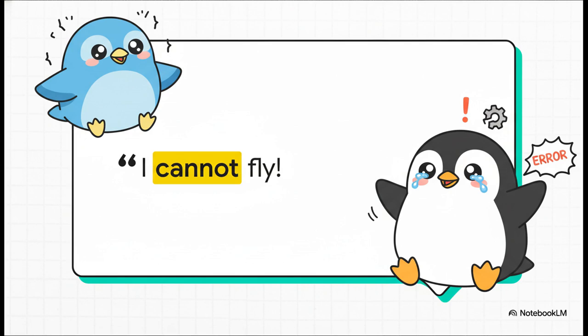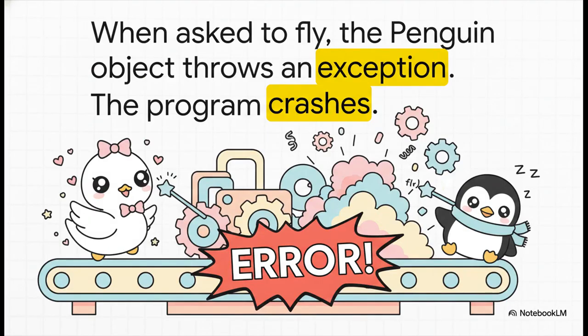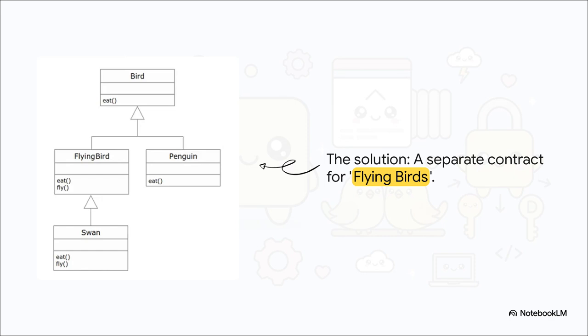We can't actually make it fly. The only real option is to make it throw an error, which is basically our little penguin object shouting, "Stop! I can't do the thing you're asking me to do!" And here's where it all falls apart. Imagine you have a function that takes a list of bird objects and tells every single one of them to fly. It works great for the swan, but the moment it gets to the penguin, our program throws that error and comes to a screeching halt. The penguin was not a valid substitute for a bird because it broke the fundamental promise of being able to fly.